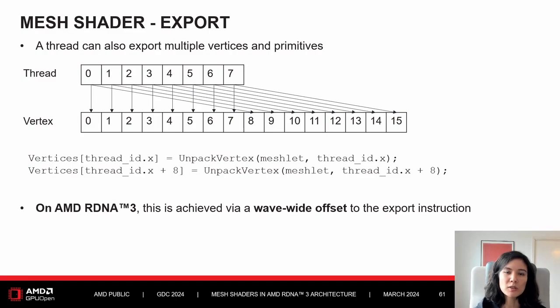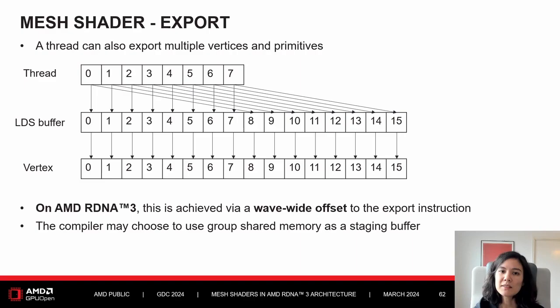Mesh shaders also allow a thread to export multiple vertices and primitives. So you can have a mesh shader that exports thread ID and thread ID plus 8, for example. On RDNA 3, this is achieved by a wave-wide offset to the export instruction. So the code on this slide is actually natively supported on RDNA 3. In some cases, the compiler might still choose to use the group shared memory as a staging buffer.